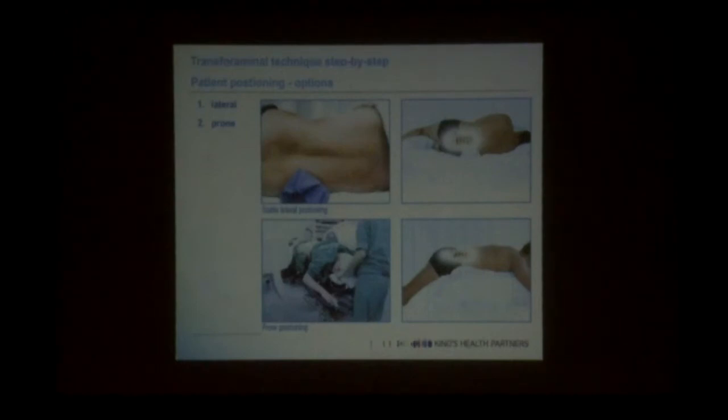Another advantage is, if you put the patient prone for 45 minutes to 1 hour, he can't lie prone without general anesthesia, so you need to anesthetize. In the lateral position, you can do it under local anesthetic. So that's another reason I do it in a lateral position, because of direct neuromonitoring.